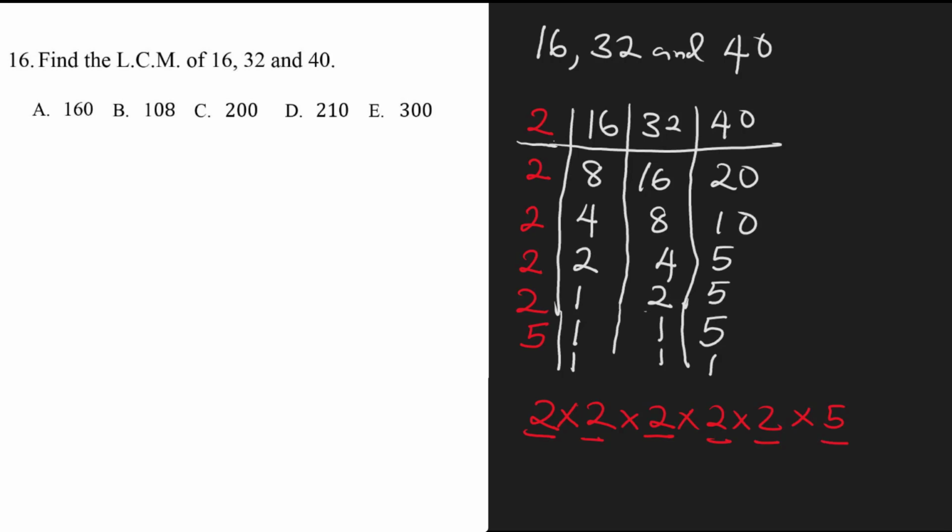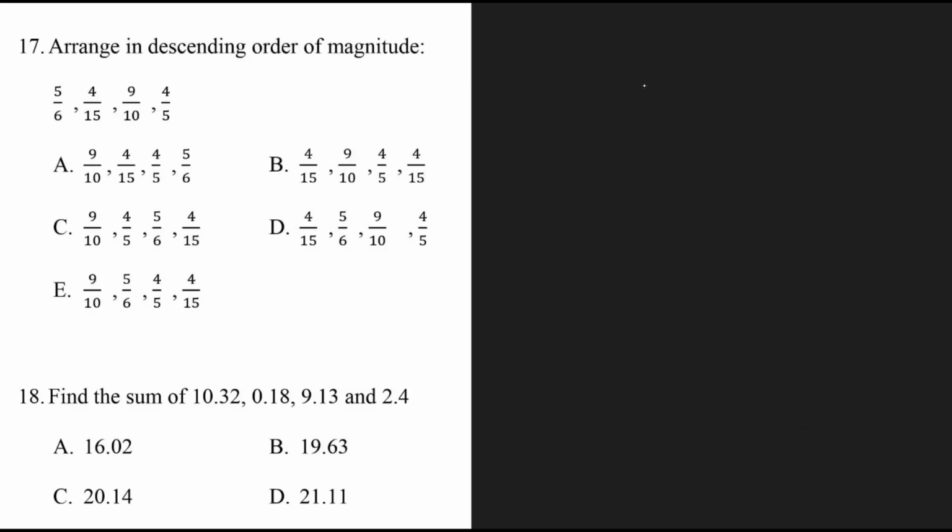So let's check our options. Do you have anything like that? Yes, A. So the answer is A. So let's move to the next question. Alright, question 17 says arrange in descending order of magnitude. So what is descending order?